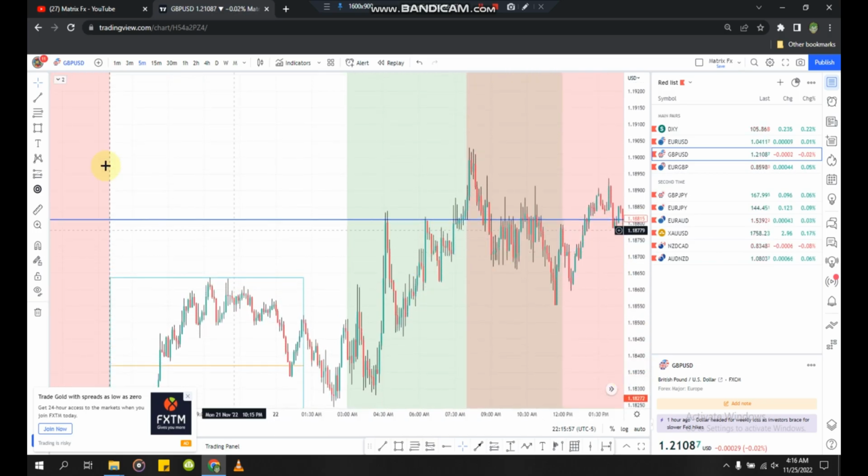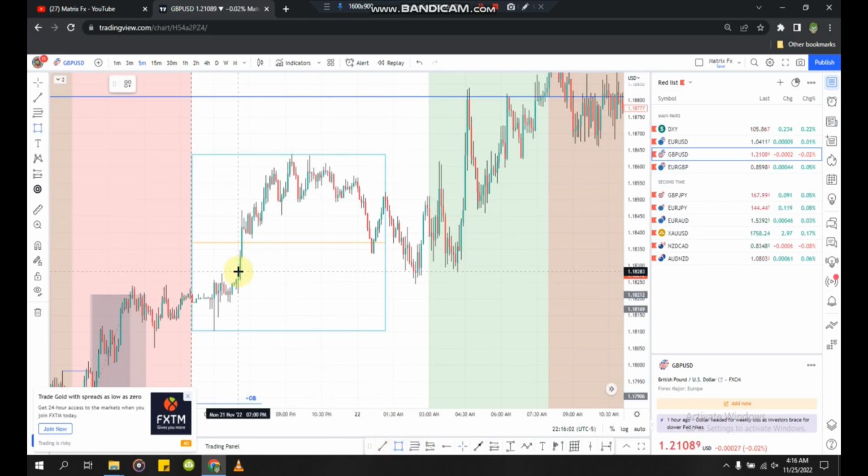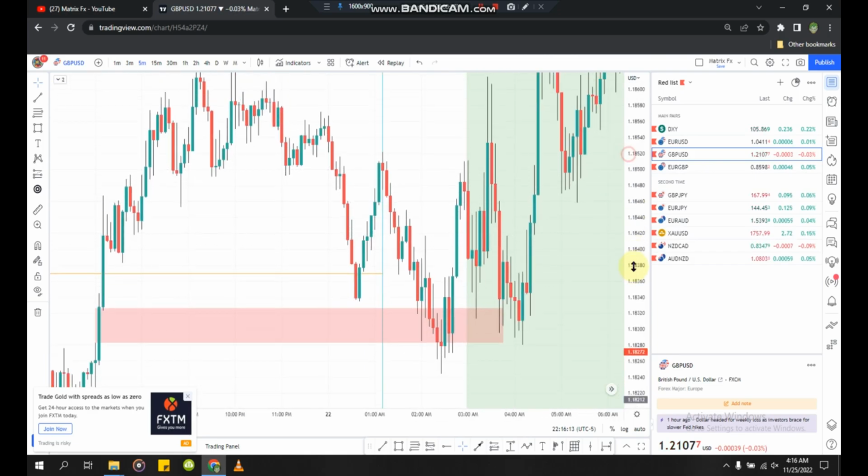What it did was that it left us with this fair value gap. Already when you come in the morning, you already observe this fair value gap, and then the market came to fill it. Immediately the market filled that fair value gap, which is now our liquidity pool in this situation.